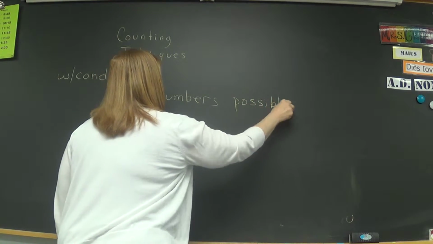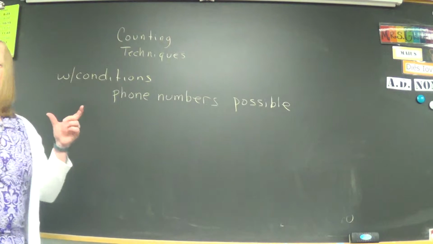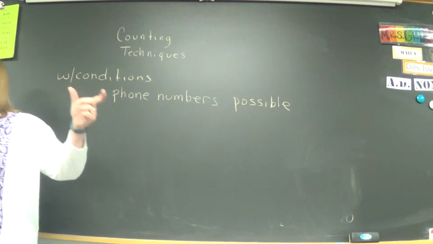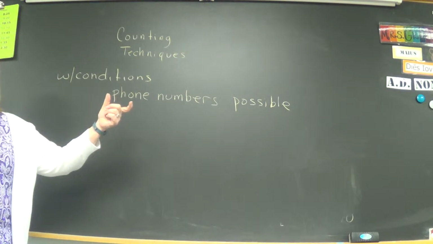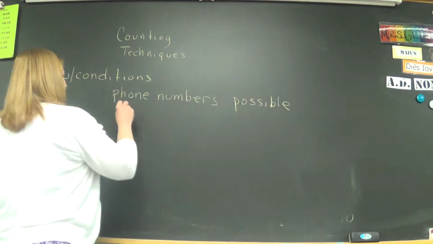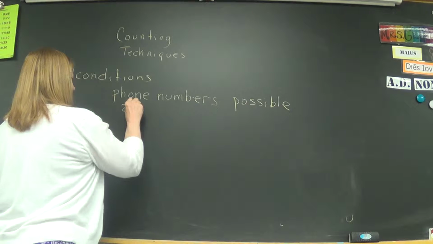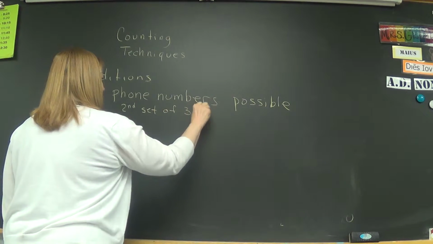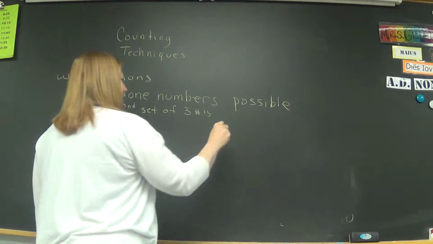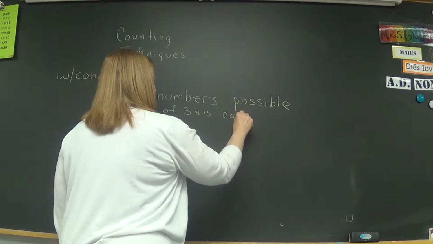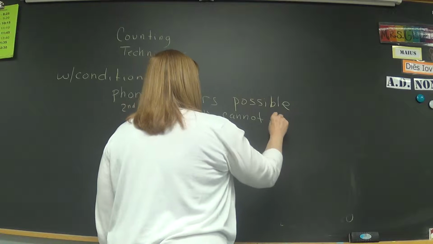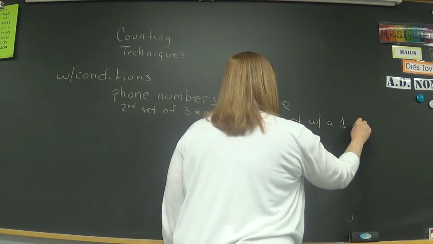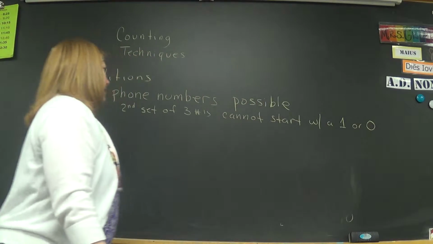Did you know what that's called? Not the area code. Isn't that the 410 part? Yeah. But the next part, I don't know what that's called. Oh, the second set of three numbers. It has a name, but I can't think of it. It cannot start with a 1 or a 0. So how many numbers are there?